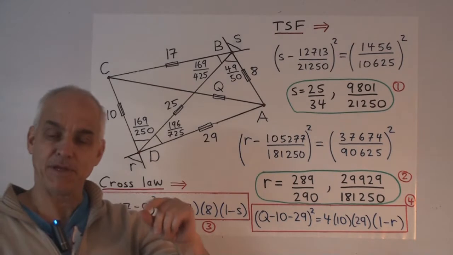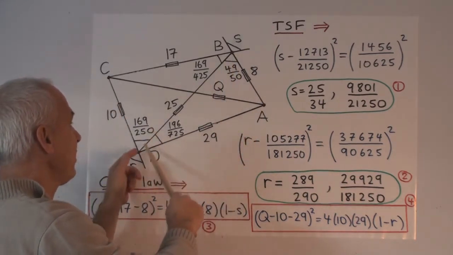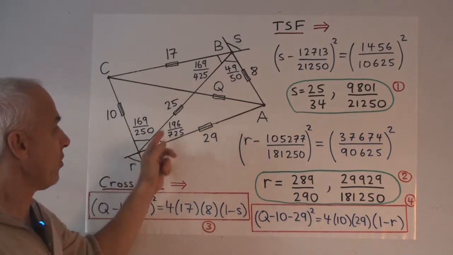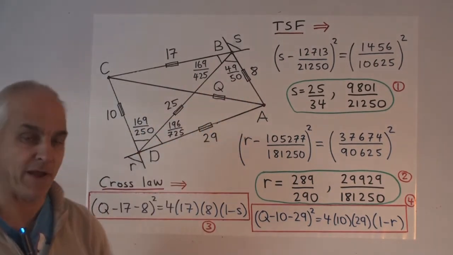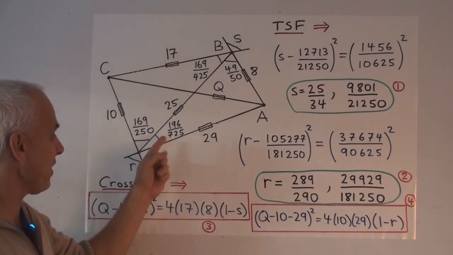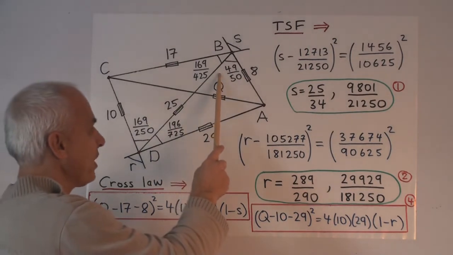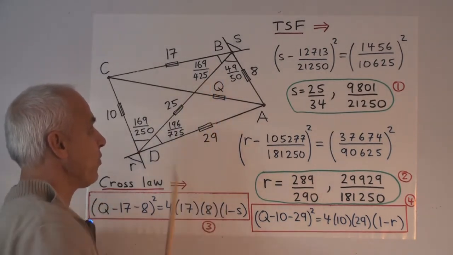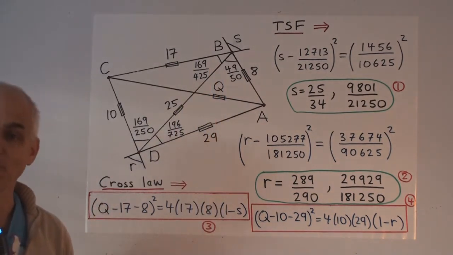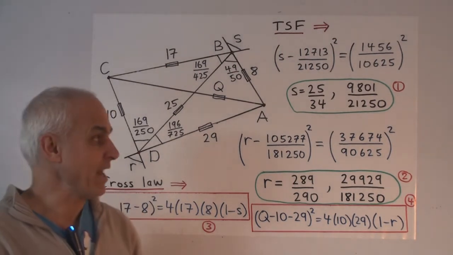And you know how to do that because you can use the cross law in this triangle and in this triangle to find all of the spreads of those triangles. And this spread is 196 over 725. This one's 169 over 250. This one's 49 over 50. And this one's 169 over 425. So I'll leave that calculation for you as an exercise.